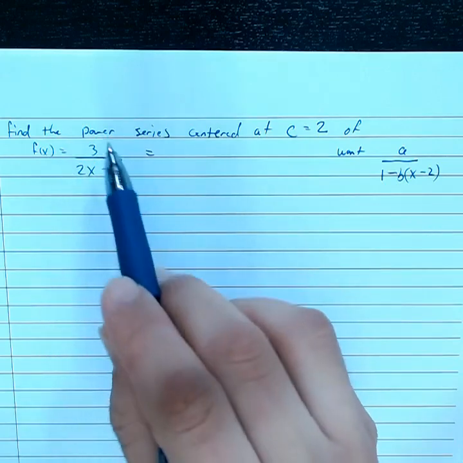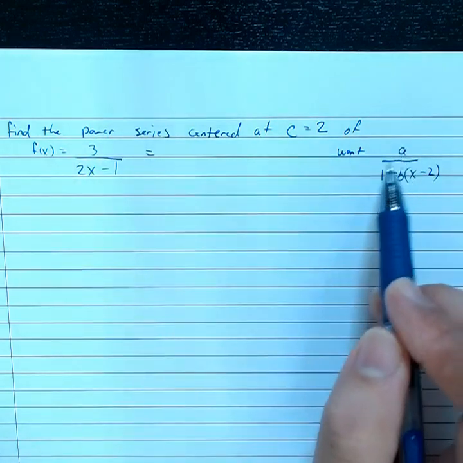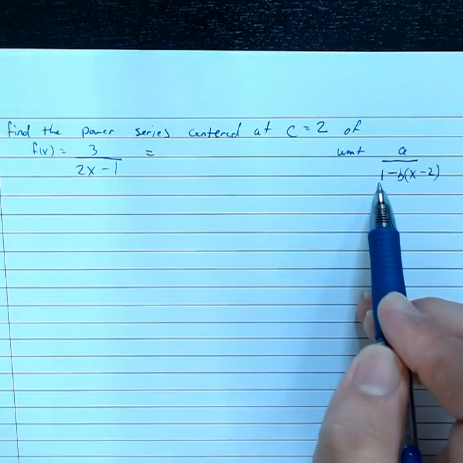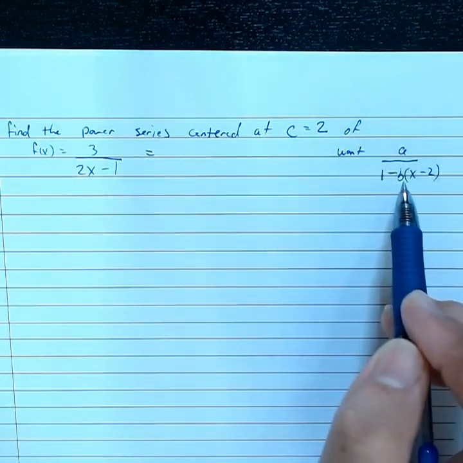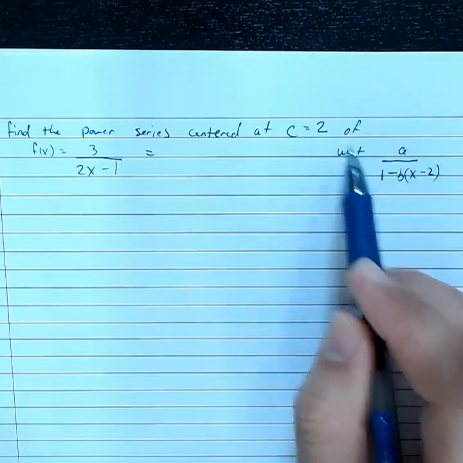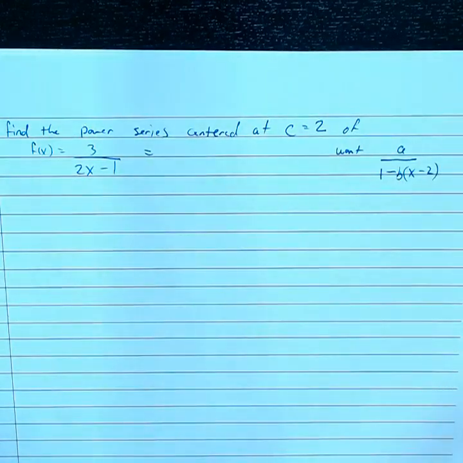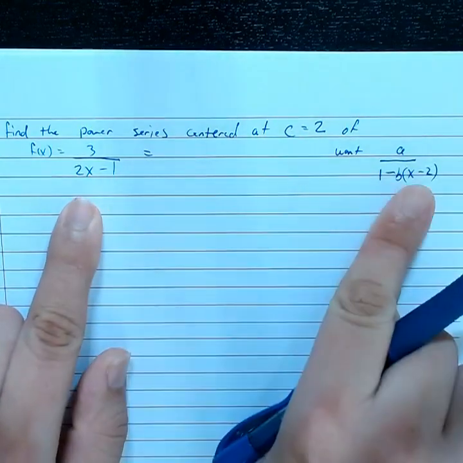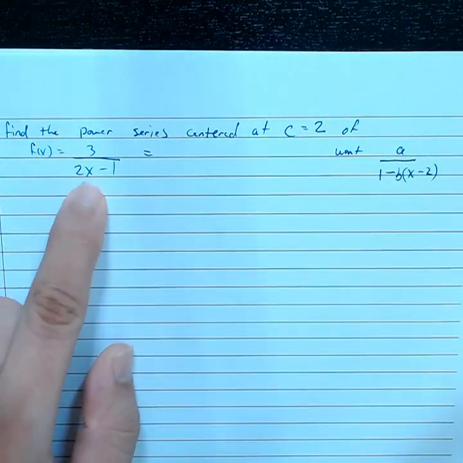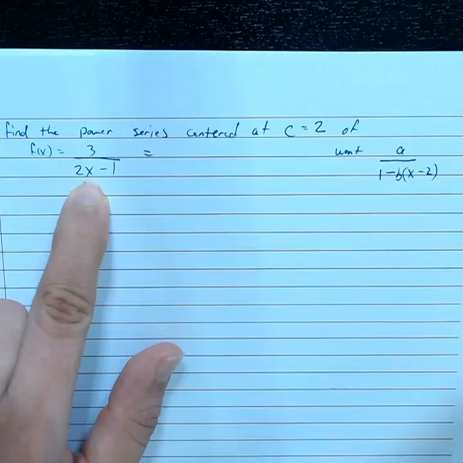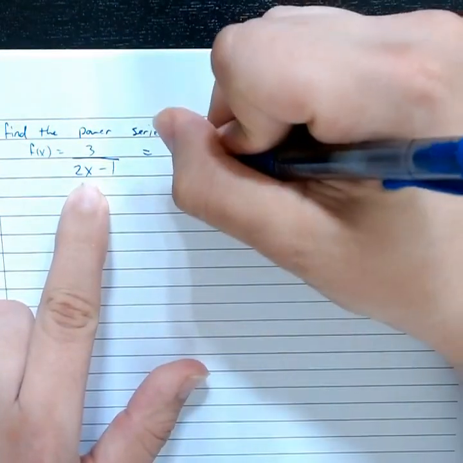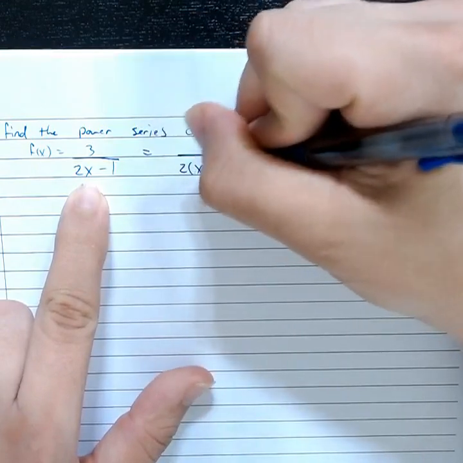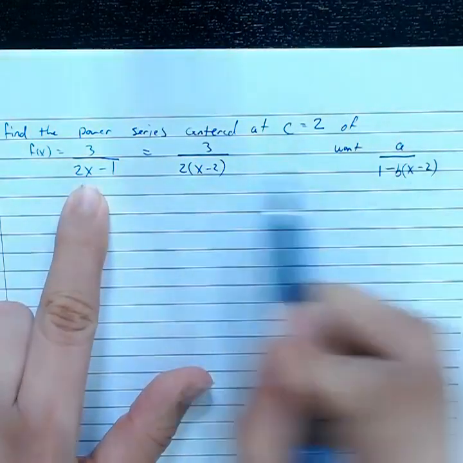So what we need to do is take this and write it as a number over 1. That 1 is non-negotiable. It has to be a 1. Number over 1 minus some constant times x minus our center. All we're doing is manipulating this until it looks something like that. I don't want an x, I want an x minus 2. So let me write that this way. I'm going to leave my 3 alone for now. I'm going to write this as 2 times x minus 2.